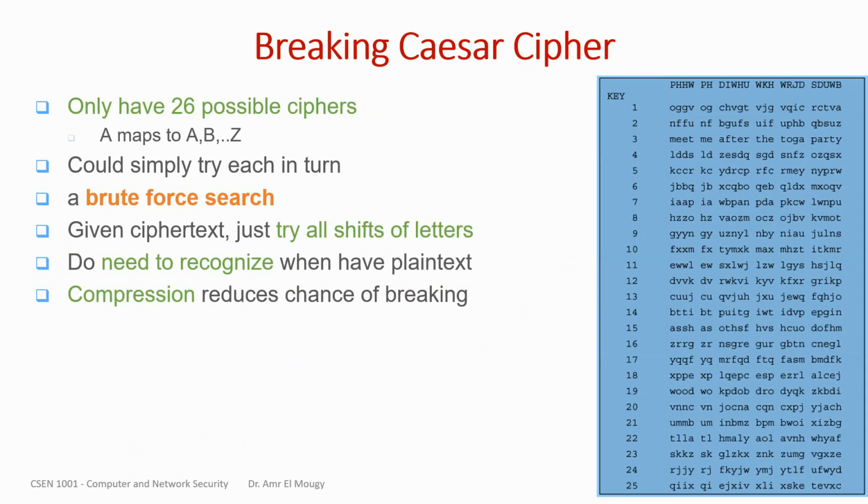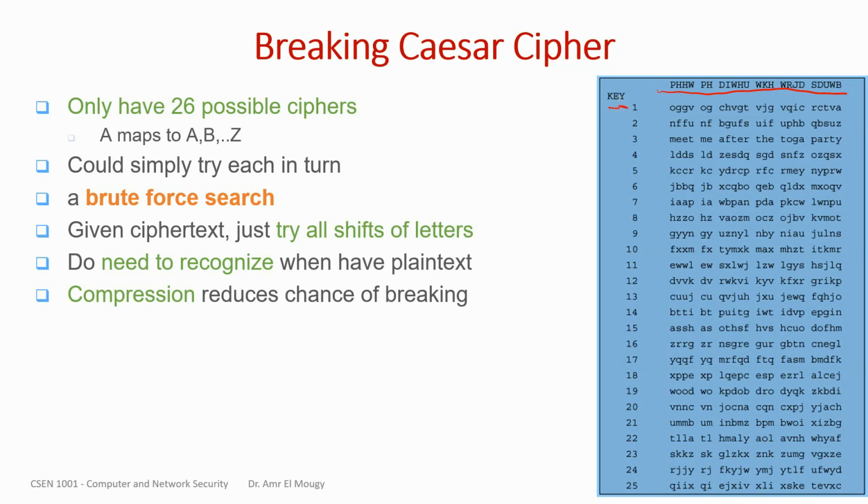So if you have this sentence here that we're trying to decrypt or attack, what you can simply do is try all the keys. You try the key 1. When we try the key 1, we actually return each letter to one position before it. So P becomes O, H becomes G, H becomes G, W becomes V, and so on. This decrypted sentence, if you use the key equal 1, doesn't make sense.